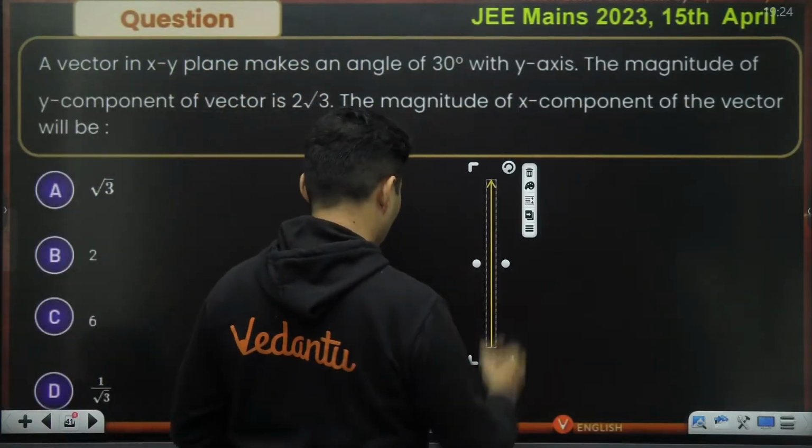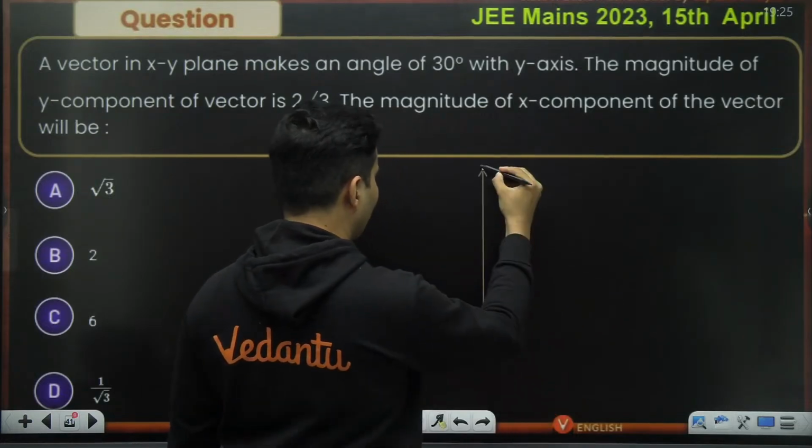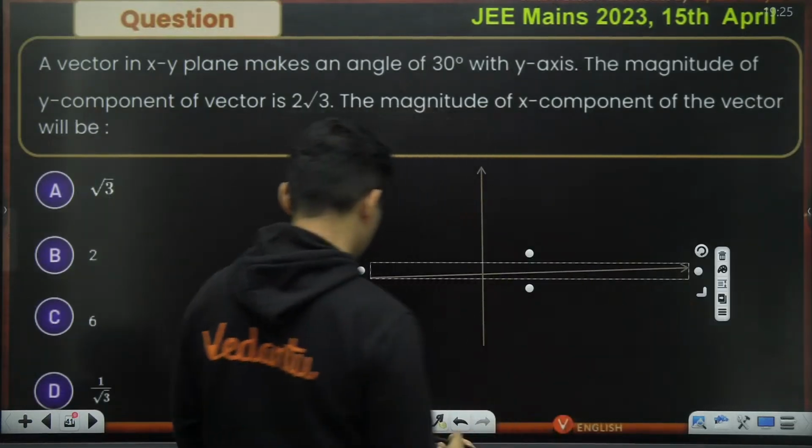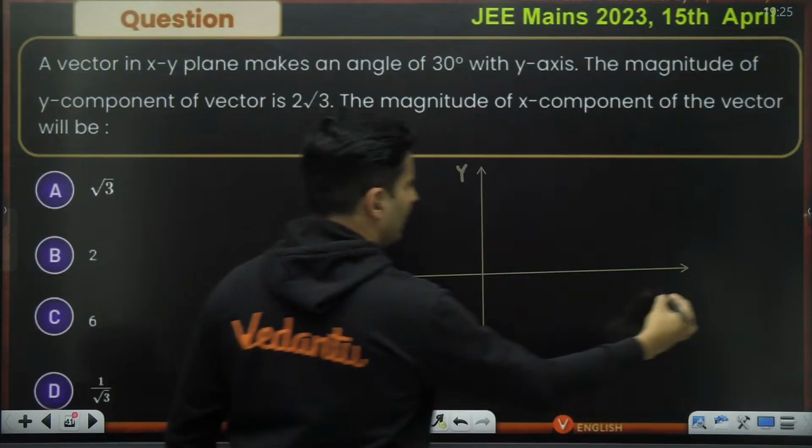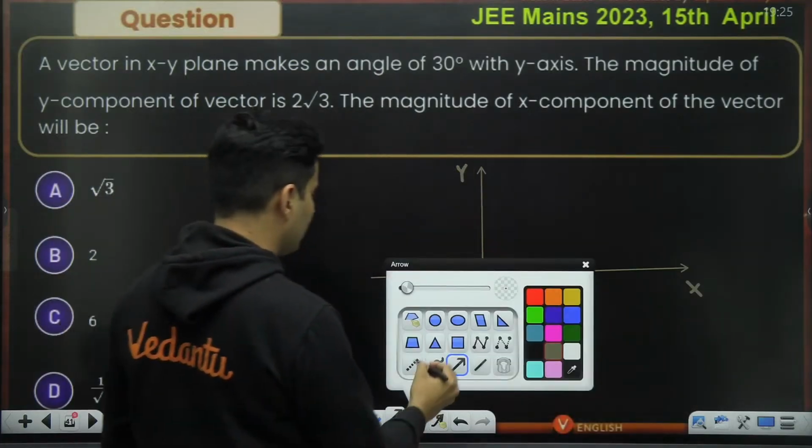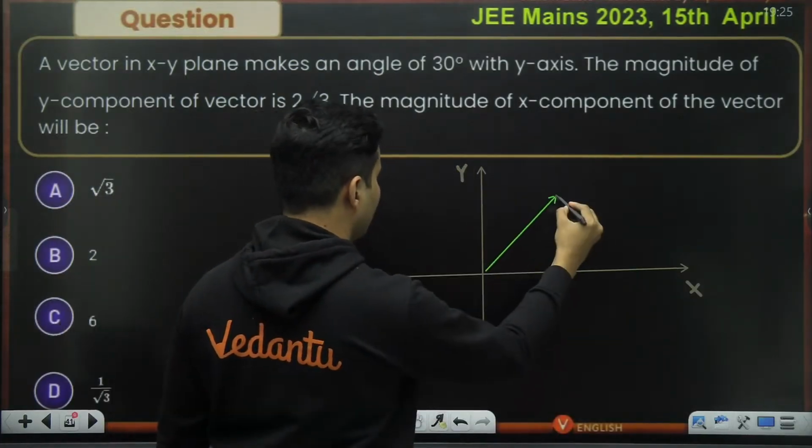Okay. So first let me draw our y-axis, and this is our x-axis. So this is y, and this is x. The vector is making an angle of 30 degrees.